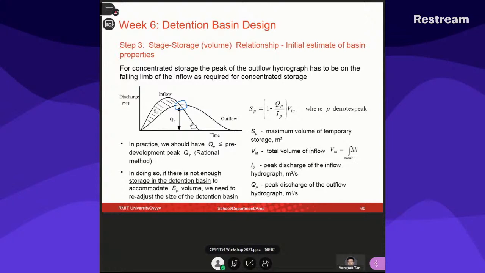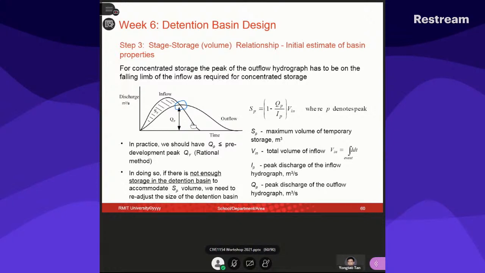Means the water level decreases in the storage. So that means the outflow rate also decreases. So it is understandable. So the storage in the basin will be maximum at the intersection point, because after the intersection point the outflow is larger than the inflow. So the water level in the basin will decrease, and the outflow rate will decrease accordingly.